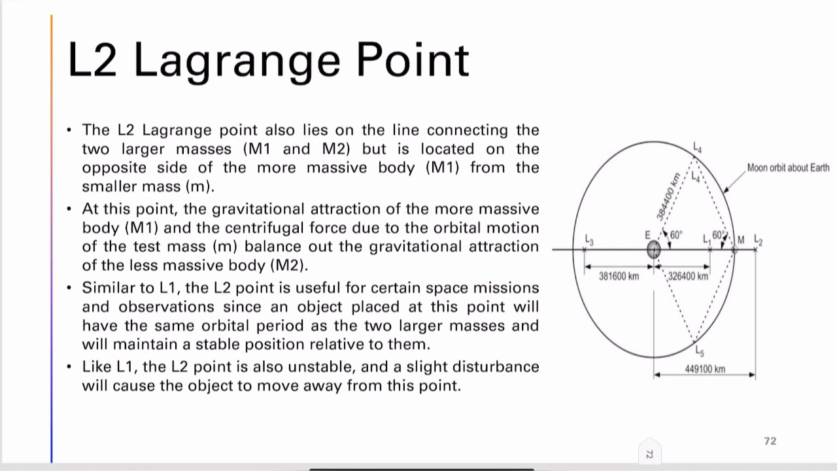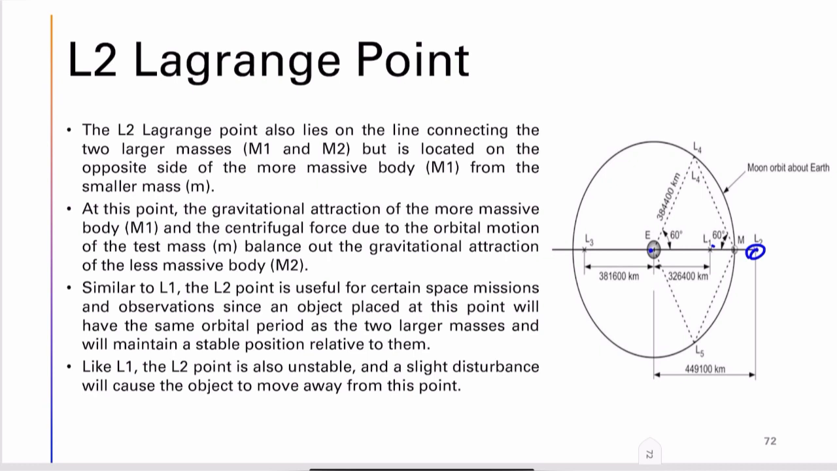We have seen L1 here, so L2 is here. It is located on the opposite side of the more massive body. Here is the more massive body. It is lying opposite to it. Again, it is still on the line connecting the two larger masses M1 and M2.